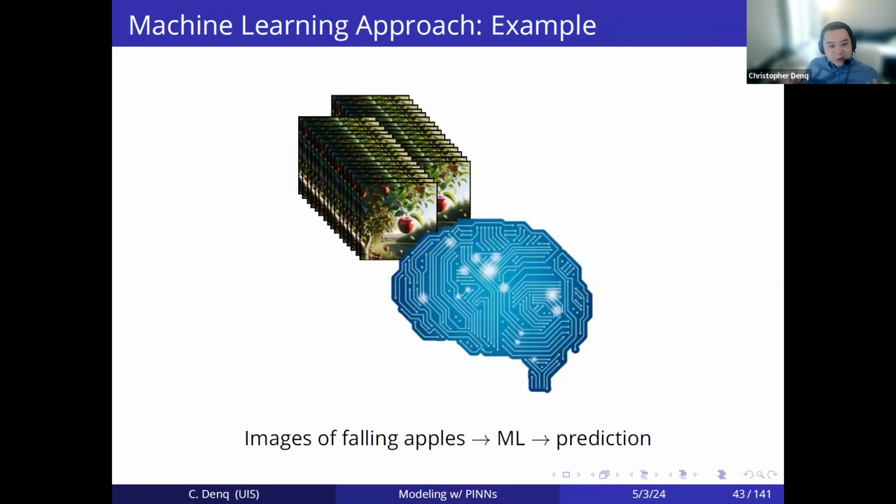Now let's think about what a machine learning approach might look like for our modeling of the apple, right? Let's imagine that instead of the equation for gravity, we now have 1 million pictures of falling apples. We're going to feed them into this blue brain, this machine learning model. It's going to look at all these millions of pictures of apples and learn some pattern about how the apple might fall. Based on this pattern, it's going to come up with a prediction. So based on all these pictures, I think the apple is going to fall this way, right? Something like that.